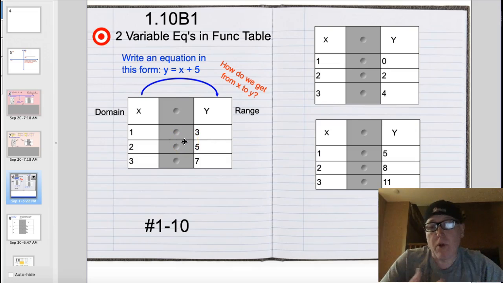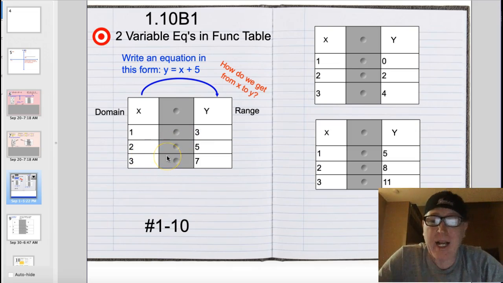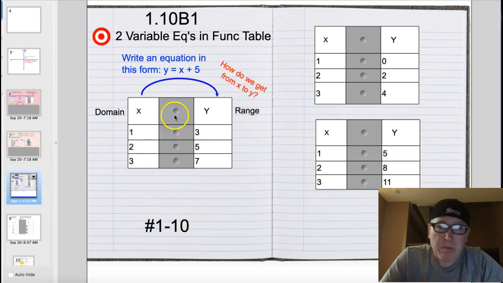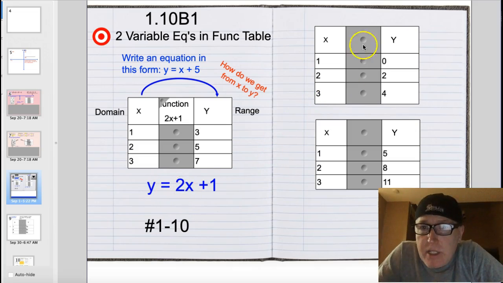So then I try multiplying and adding. So try 1 times 2 is 2, plus 1 is 3. 2 times 2 is 4, plus 1 is 5. 3 times 2, and I got it. So you have to multiply and then add. So we're looking at, you take x times 2 plus 1. So your equation is going to be y is equal to 2 times whatever the x value is, plus 1.